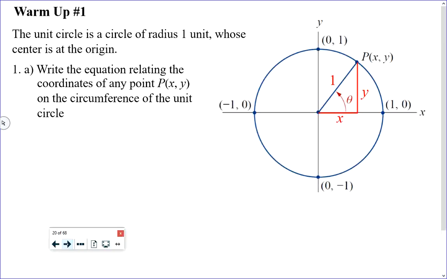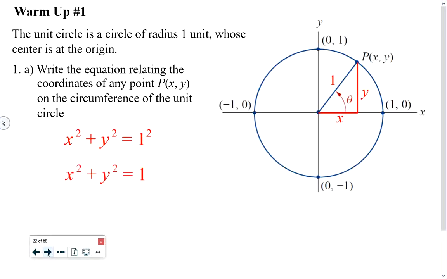Do you remember doing this last year? Maybe a vague recollection of doing this last year where we had x and y, but that length was called r. And we defined sine, cosine, and tangent in terms of x, y, and r. Well, that's kind of where we're going, but r here is 1. So what is the relationship? It's the Pythagorean theorem. It's x squared plus y squared equals 1 squared, which simplifies to x squared plus y squared equals 1. And I want to make a point to you.